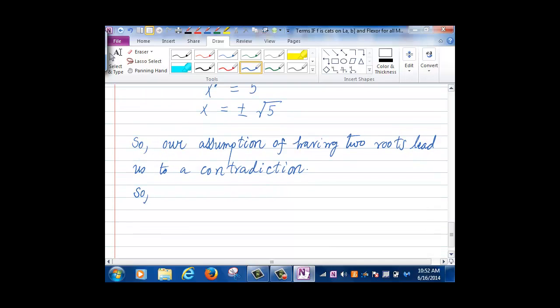So that means our assumption was wrong. So the equation has at most one root in -2 to 2.